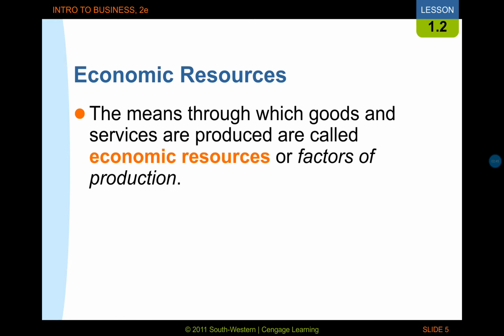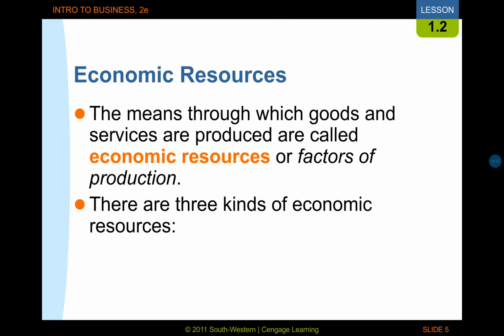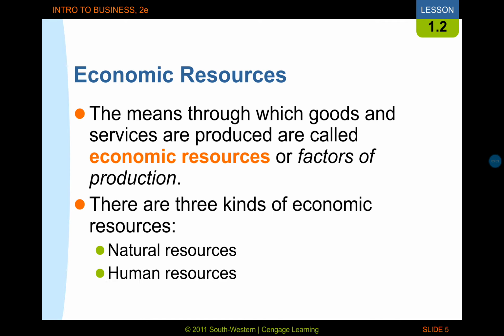Economic resources. The means through which goods and services are produced are called economic resources or factors of production. There are 3 kinds of economic resources: natural resources, human resources, and capital resources.